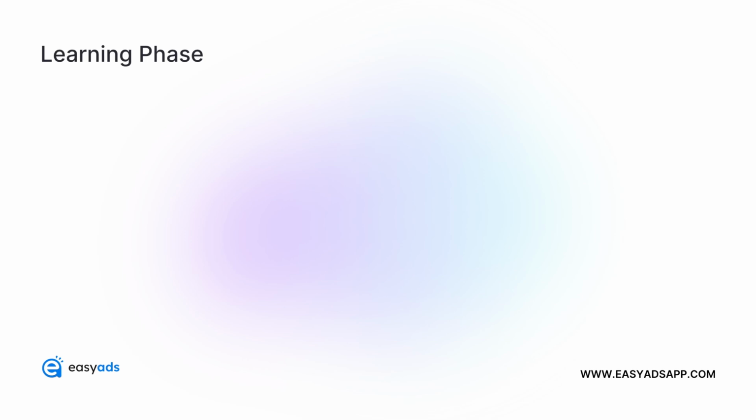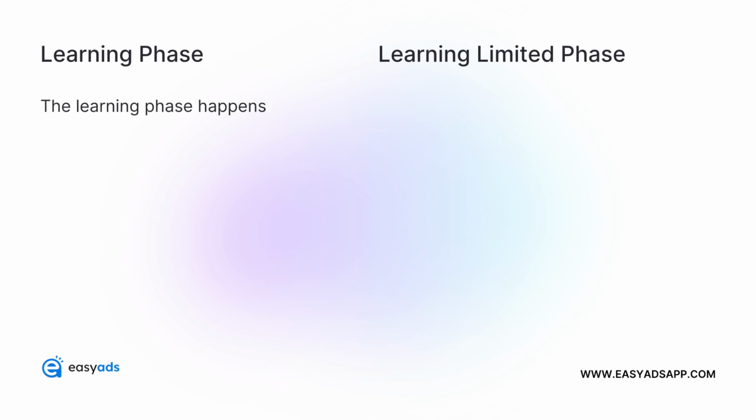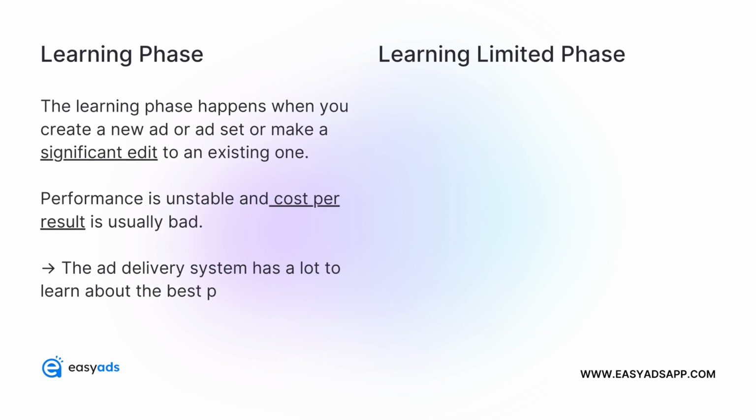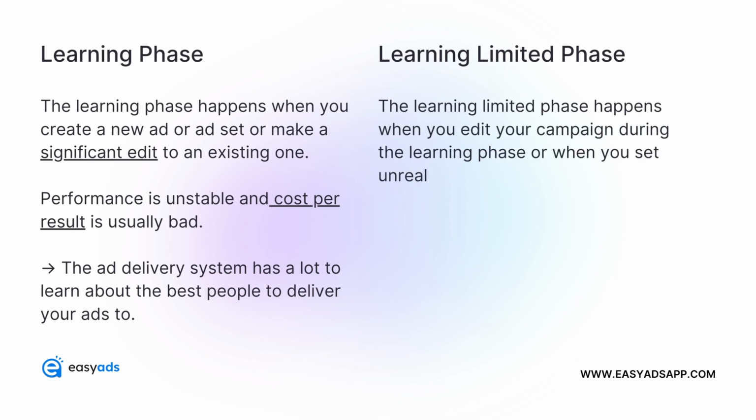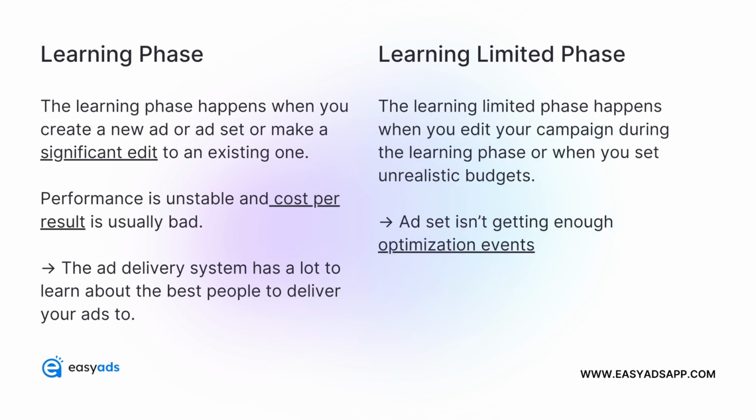To sum up, before your campaign becomes active, it goes through the learning phase and possibly the learning limited phase. The learning phase happens when you create a new ad or make a significant edit to an existing one. Performance is unstable and cost per result is usually bad. Here, the ad delivery system has a lot to learn about the best people to deliver your ads to. While the learning limited phase happens when you over-edit your campaign during the learning phase or when you set an unrealistic budget, the ad set is not getting enough optimization events to exit the learning phase.